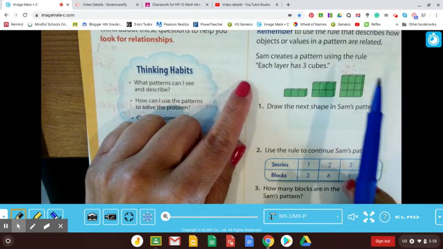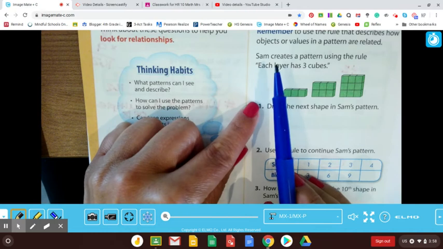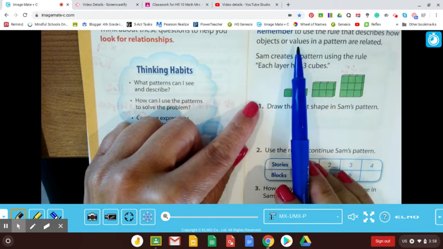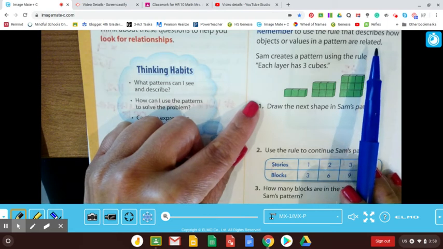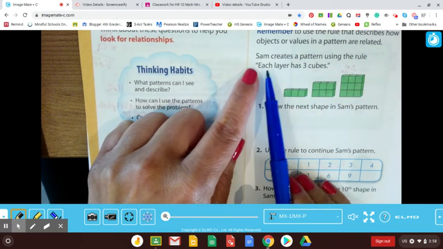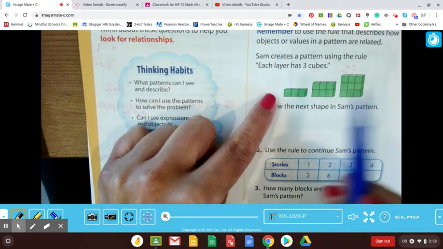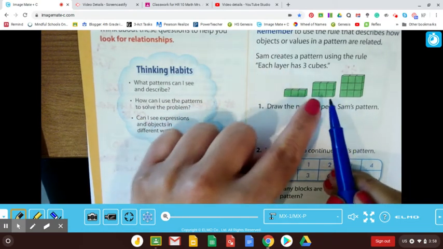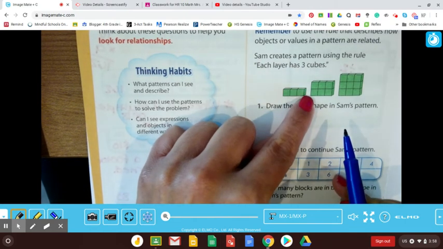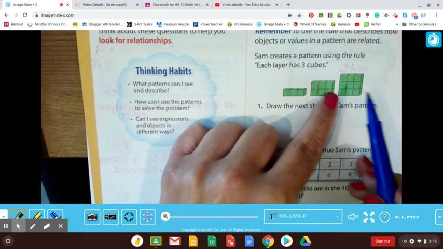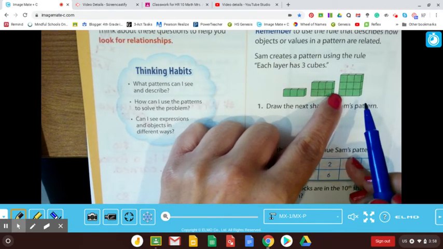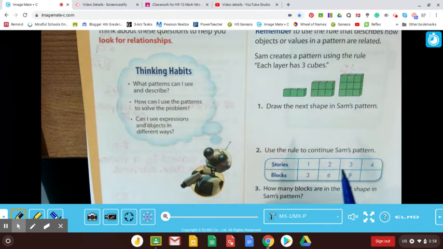So let's take a look at this first one. It says, remember to use the rule that describes how objects or values in a pattern are related. Sam creates a pattern using the rule, each layer has 3 cubes. So here's 3 cubes, and that's another layer added on. So this has 2 layers, which is 6 cubes. And then 1, 2, 3 layers. So 3 times 3 would be 9 cubes.